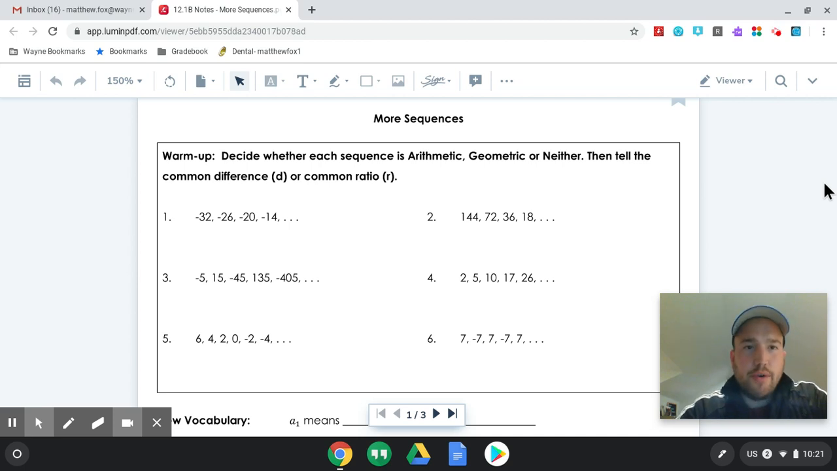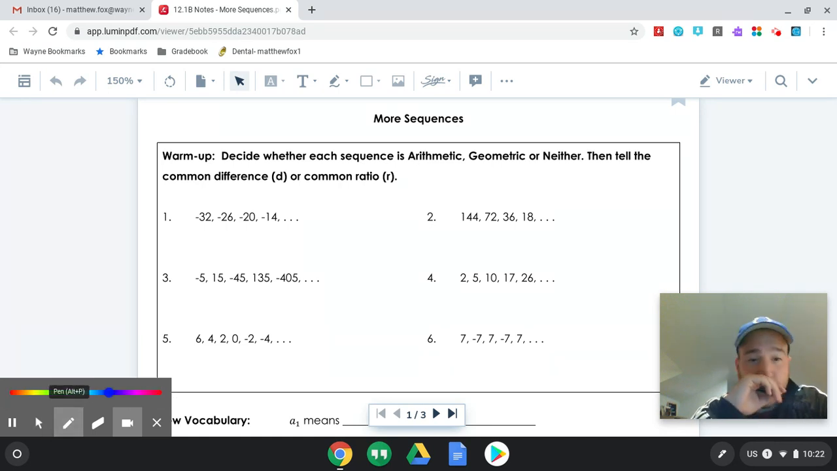Hey, Algebra 2, and today we're going to continue some work with sequences. Okay, so we're going to start here. We got a few problems. We're going to do a warm-up. This is very similar to what you guys did yesterday for your assignment, just looking at these different types of sequences. Okay, so this first one, we're trying to decide, is it arithmetic, geometric, or neither?